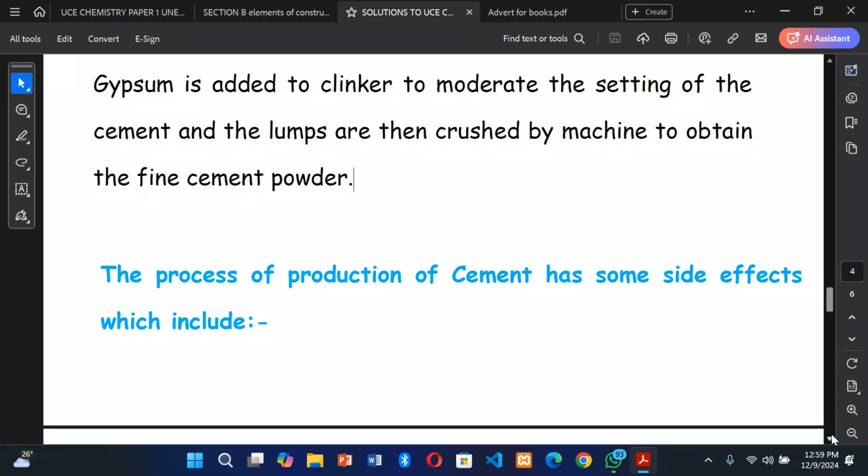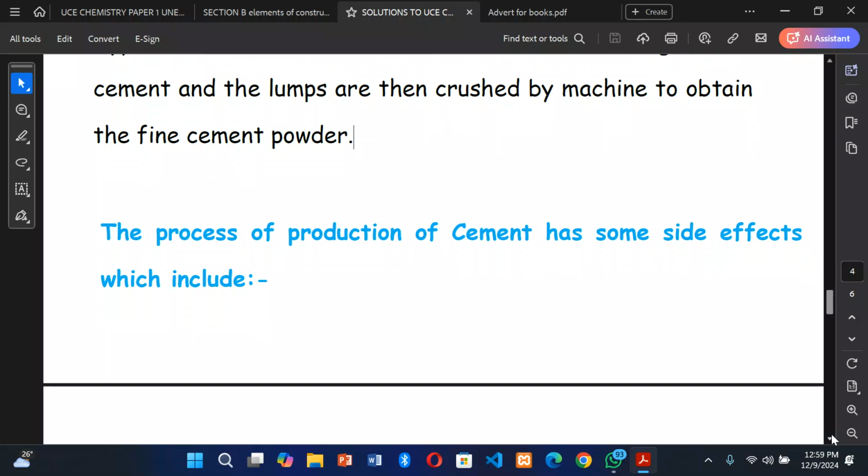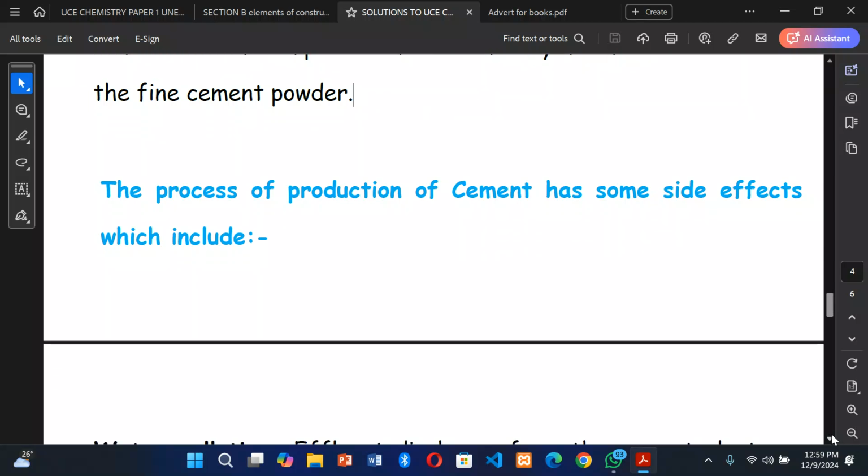Now, after the process of production, we can talk about the side effects. The process of production of cement has some side effects. I said from the beginning that with these side effects, you talk about the one you know, then you explain, and then you mitigate it, and you get all your 3 scores. Now, this is an industry for producing cement. Which side effects do you expect?